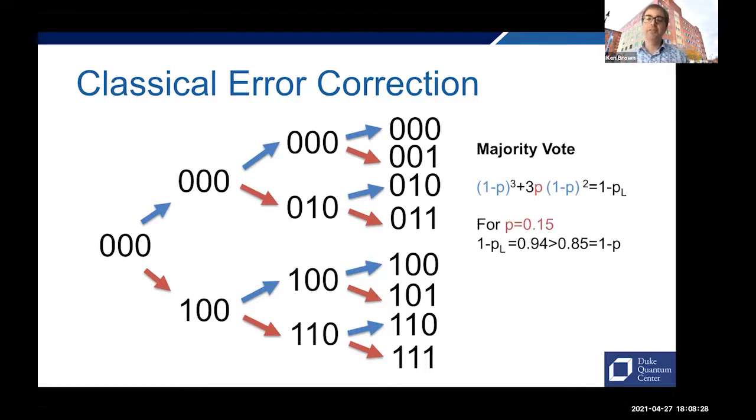And then because of this majority vote, in this example where things go wrong 85% of the time, the logical channel does better. You get the message through 94% of the time.